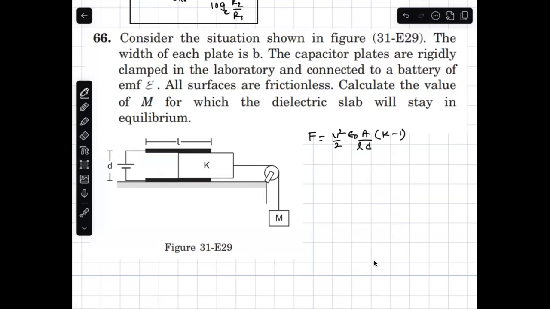See, in the HC Verma book, they will use K. In Irodov, they will use epsilon. So don't get confused. Remember, what is the nature of this force? The nature of this force is attractive.